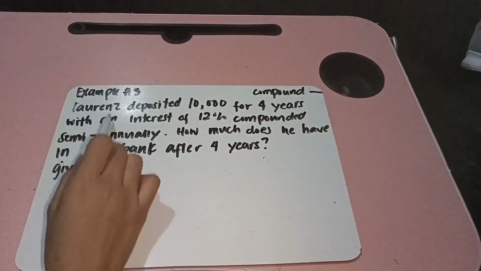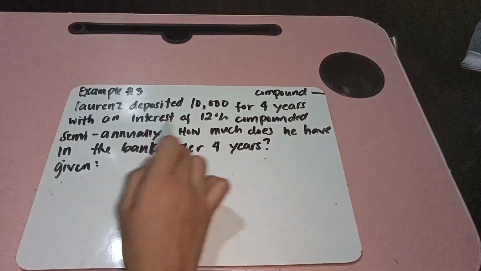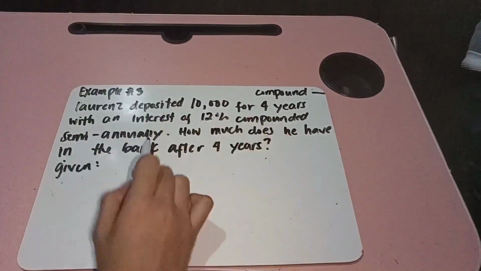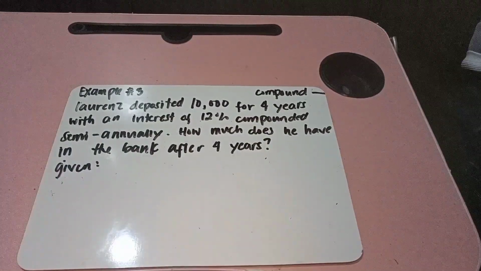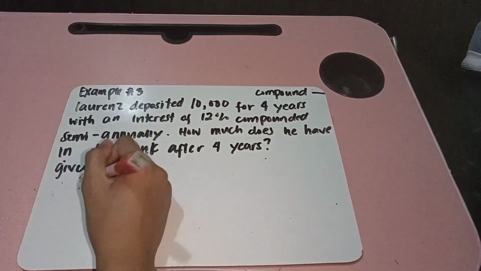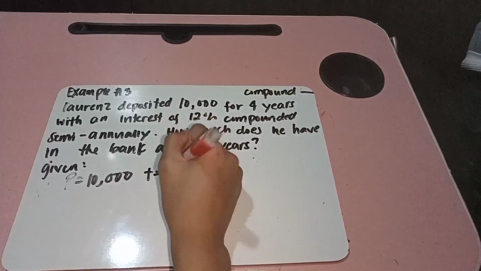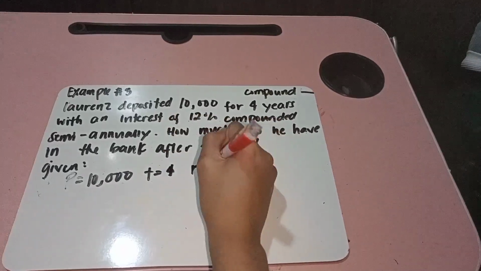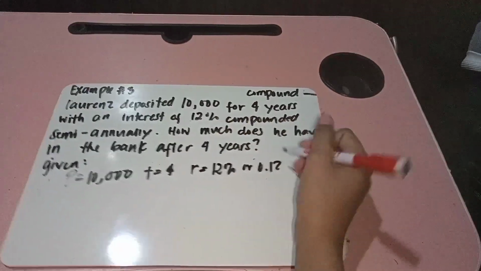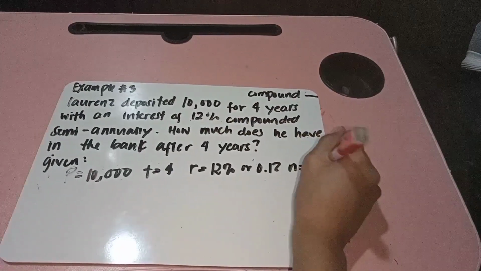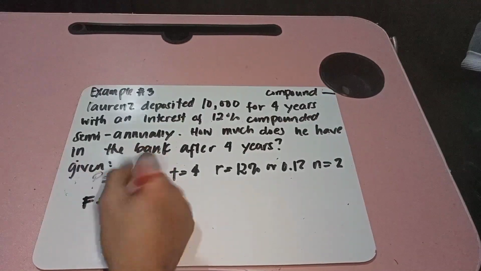Example number 3. Lawrence deposited 10,000 pesos for 4 years with an interest of 12% compounded semi-annually. How much does he have in the bank after 4 years? So for the given, we have the principal of 10,000. T is equals to 4. R is equals to 12% or 0.12. N is equals to 2. While the F is still unknown.